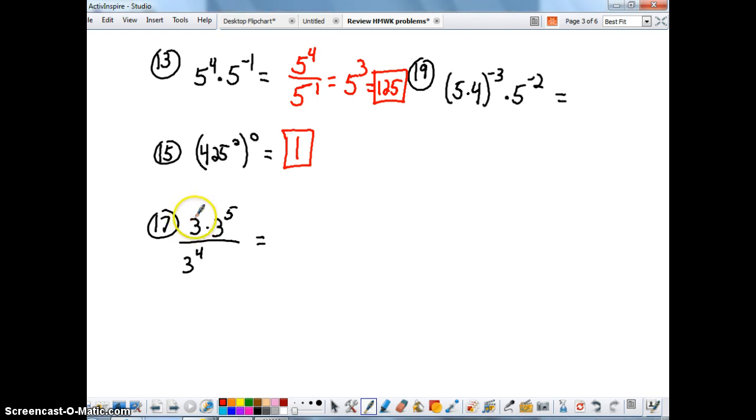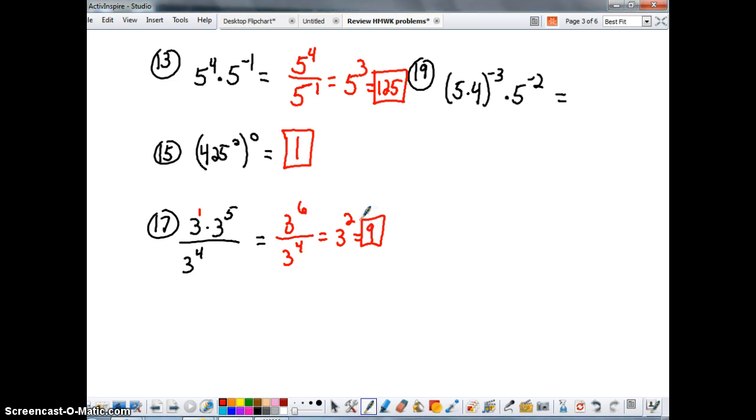17, remember this is 3 to the 1st. Don't forget that. There's 5 3s, there's 1 3, so that's 6 3s. On the bottom there are 4, so now I'm reducing just like I've done several previous problems here. There are 2 extra 3s on top, so 3 squared is going to give me 9.